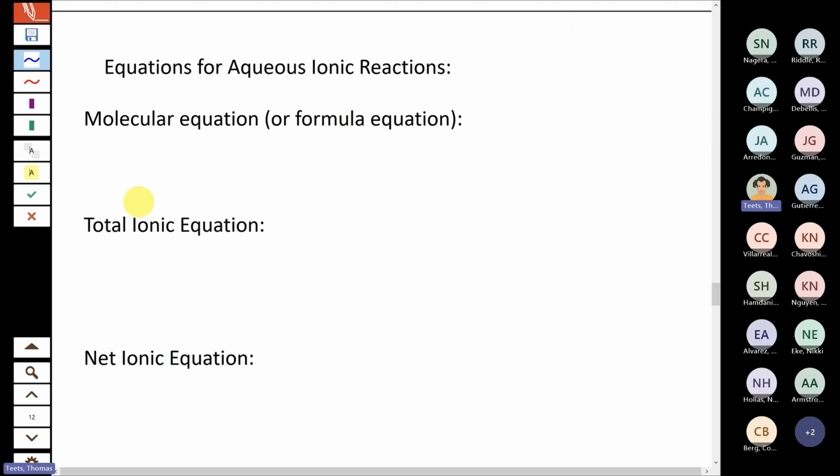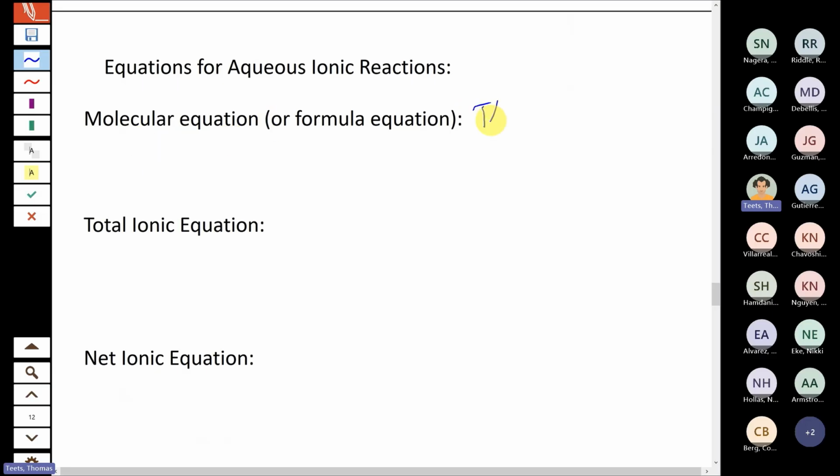But what we also need to talk about then is how do we write the chemical equations for precipitation reactions? When you have any reaction that happens in aqueous solution, there are going to be 3 different ways of writing the chemical equation. It's not quite as simple as it was before with more standard chemical reactions. The one that's probably still the most common and looks the most similar to what we're already familiar with is called either the molecular equation or the formula equation.